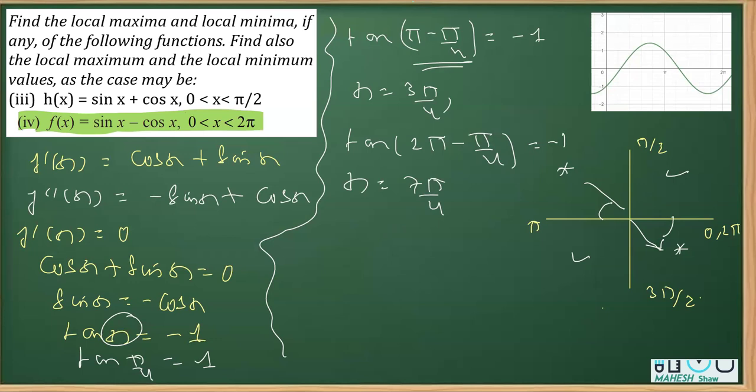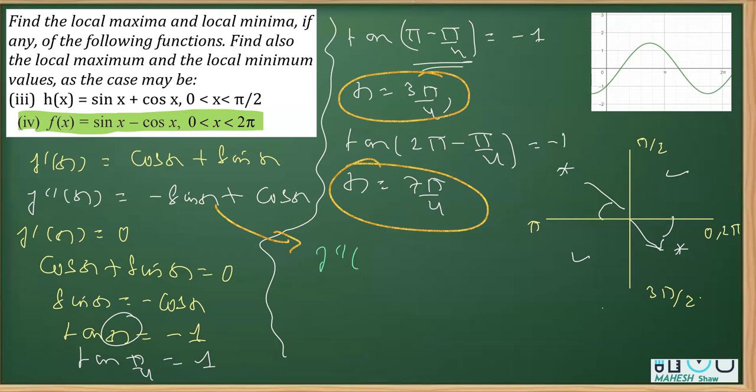Now we got these two extreme values, one is this, another is this. We'll use the second derivative test to figure out which is the point of maxima and which is the point of minima. So if I plug in f double dash 3 pi by 4, we have minus sin 3 pi by 4 plus cos 3 pi by 4.